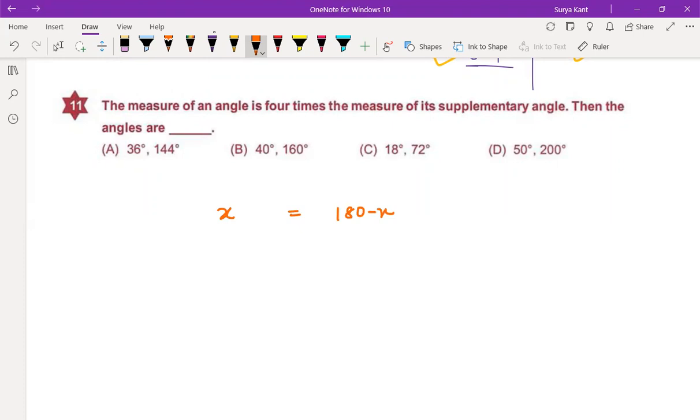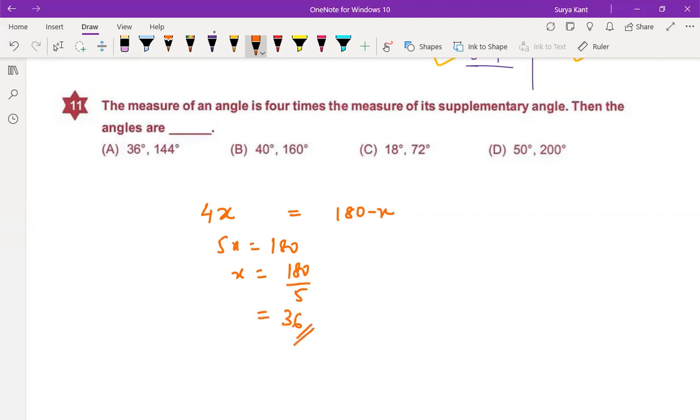So one angle will be 4 times. According to the question, 4 multiplied by 180 minus x in the bracket. You can multiply here also, and you will get the same answer. Either you multiply here or you multiply here, your wish, because we don't know which is greater and which is smaller. So 4x plus x, 5x is equal to 180. So x is equal to 180 divided by 5. 5 3s are 15, so 36 is the answer.